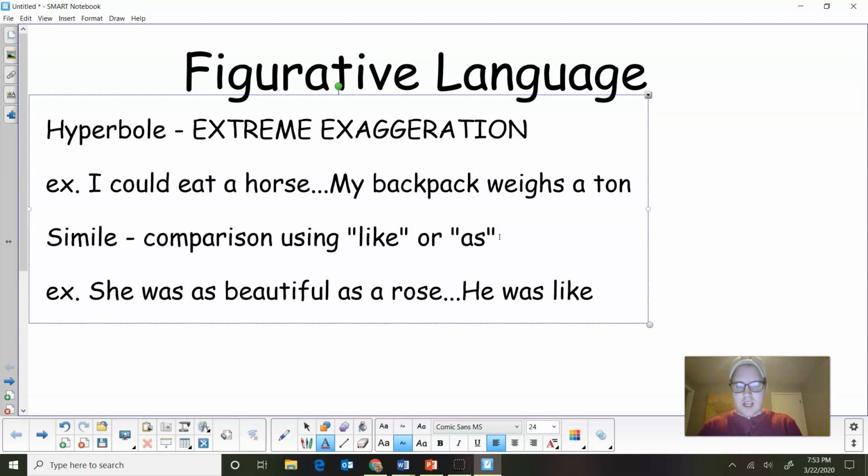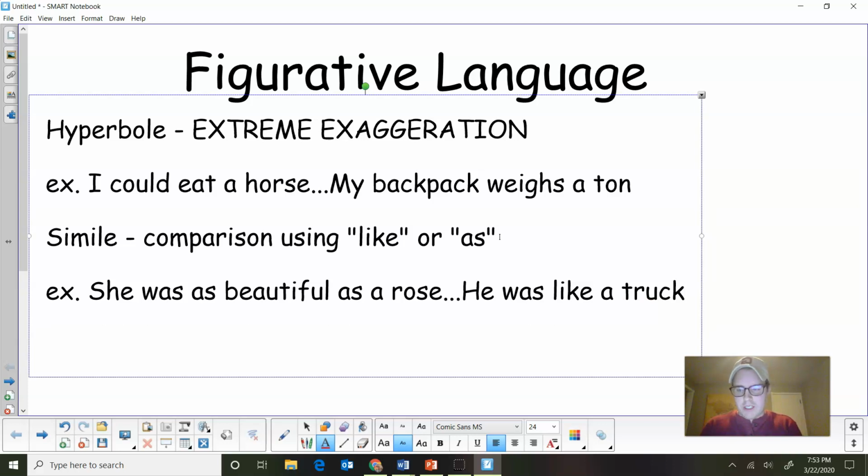He was like a truck. Trucks are tough, right? So if you're comparing someone to a truck, you're probably saying that that person is tough, all right? He's not literally a four-wheel drive vehicle with a tailgate. That would be weird. And pretty awesome, actually. It'd be like a transformer. But those are two examples of similes, okay? Pause the video if I'm going too fast, please.